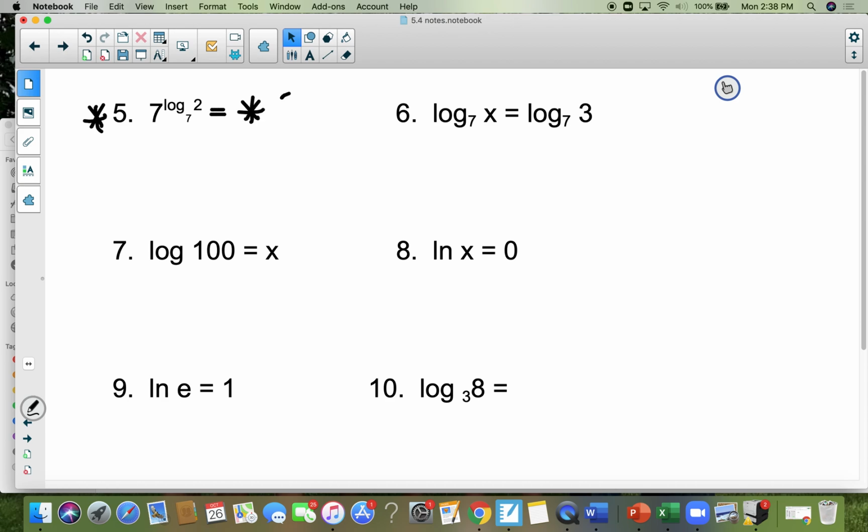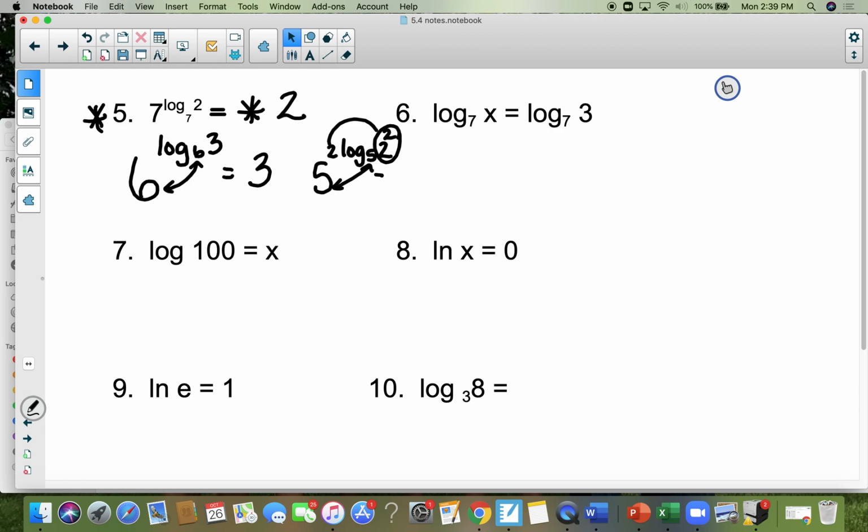This is equal to 2. So if you see 6 to the log base 6 of 3, these two have to be the same, so it equals 3. So remember that. They might trick you. They might give you 5 to the 2 log base 5 of 2, but you can take that 2 and put it up here. As long as these two are the same, it's going to equal this number, which is 4. So remember that one. That one's on the ACT too.